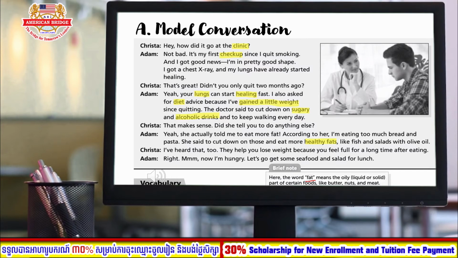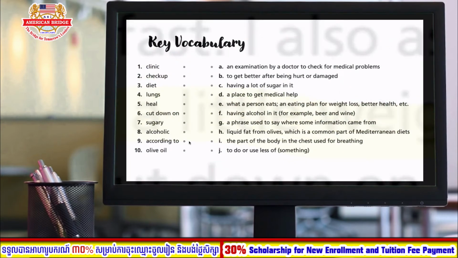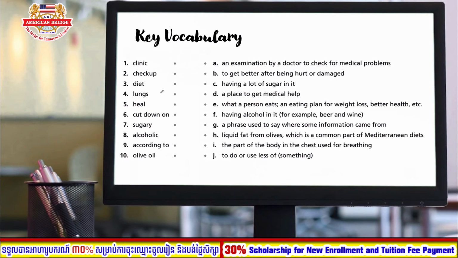Alright, so after you already listened to the conversation and understand the situations of our Adam, now let's figure out the meaning of these vocabularies. Track 35. Okay, so the definition of the first word, which is clinics. So clinic, it functions as noun and it refers to place. So what is the correct definition here? Okay, this one goes to letter D, a place to get medical help.